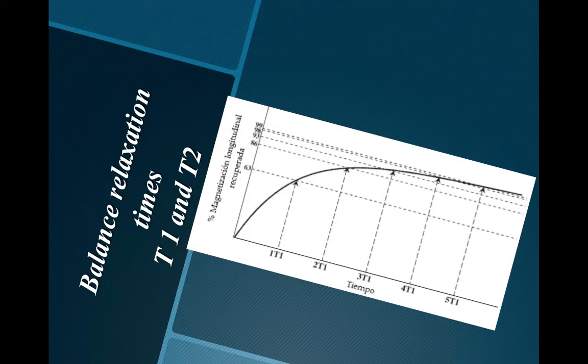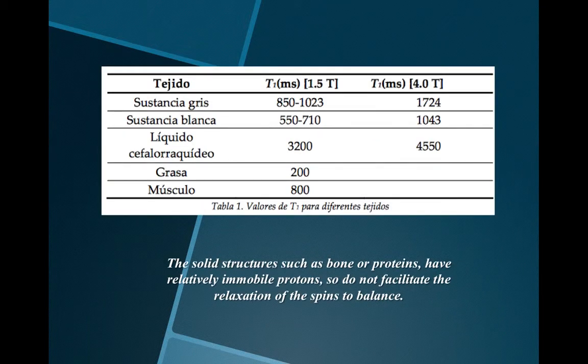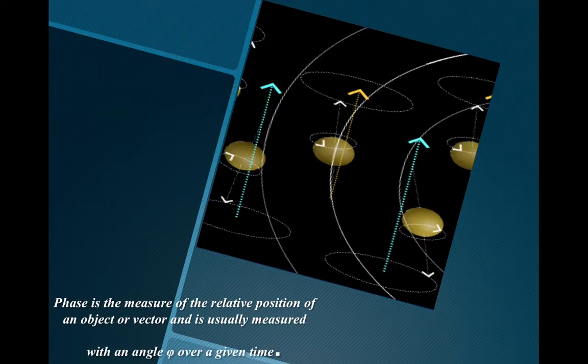In general, T1 relaxation is effective around the frequencies within the ranges of the magnetic field used in the clinic. Solid structures such as bones and proteins have relative immobility, so protons do not facilitate the relaxation of the spin to equilibrium. Based on the nature of the relative position of the vectors, it is measured with an angle phi over a given time. This is the other relaxation process.